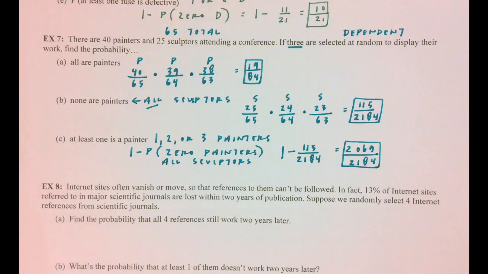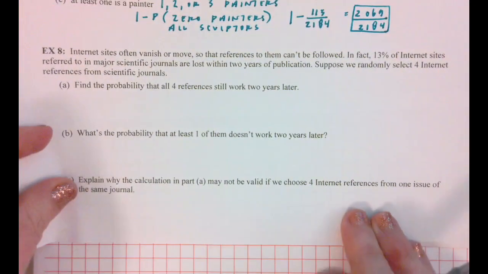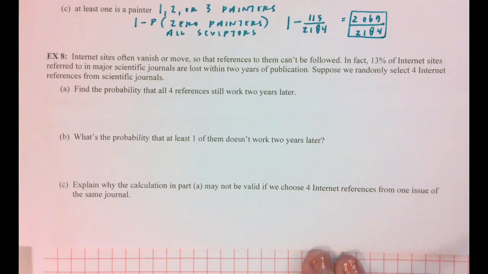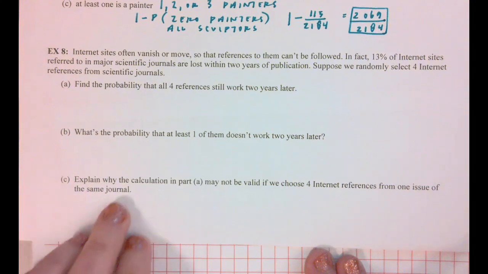All right, one last problem to close it out. Okay, so internet sites, they often vanish or move, so that references to them can't be followed. In fact, 13% of internet sites referred to in major scientific journals are lost within 2 years of publication. Suppose we select 4 internet references from scientific journals. So find the probability that all 4 references still work 2 years later.